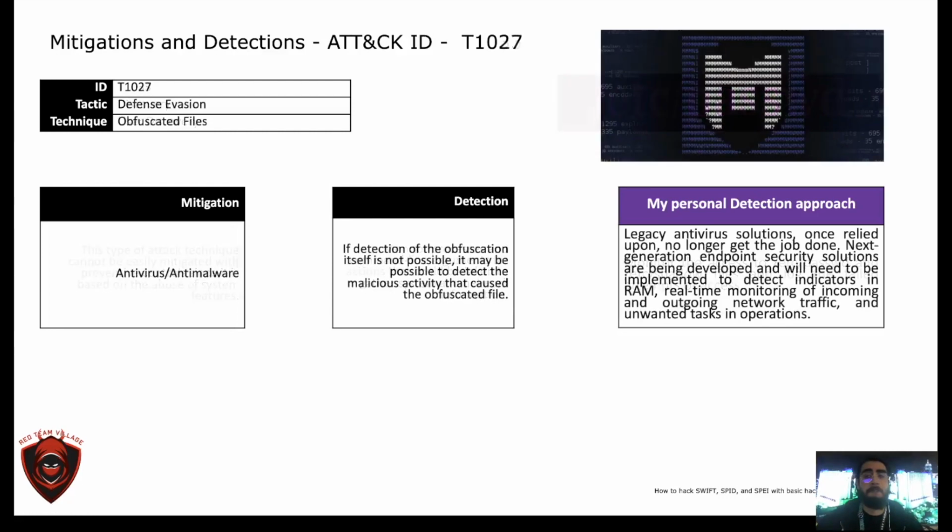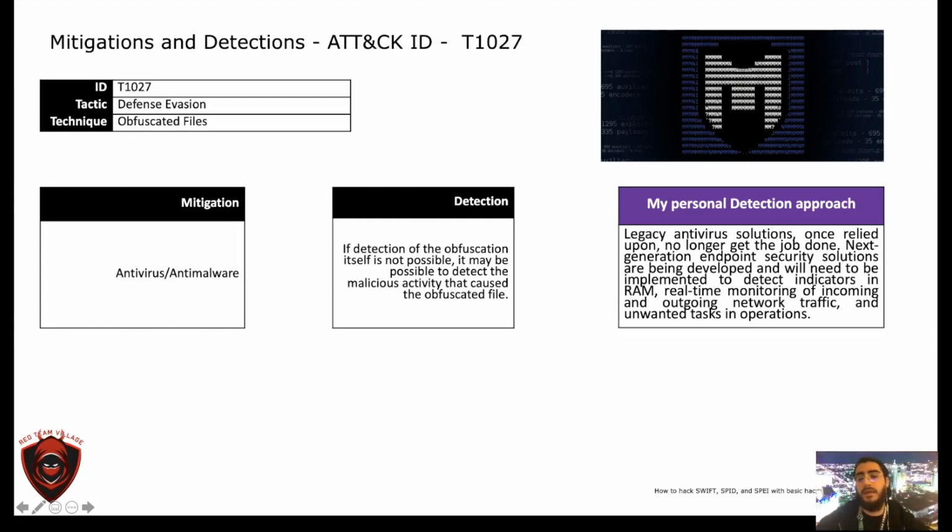If detection of the obfuscation itself is not possible, it might be possible to detect the malicious activity that caused the obfuscated file. For example, the method that was used to write, read, or modify the file on the system. The obfuscation tools can be used to detect these indicators in payloads.